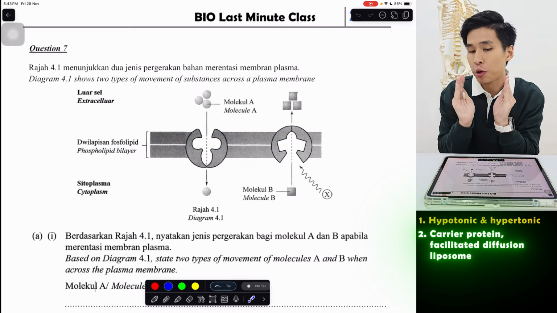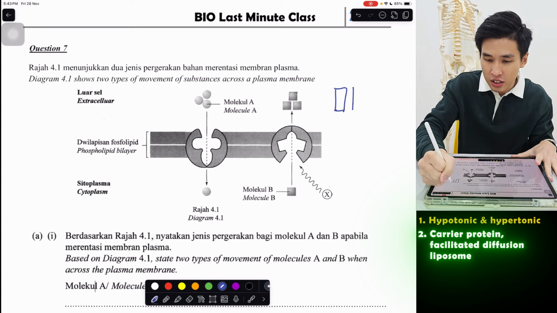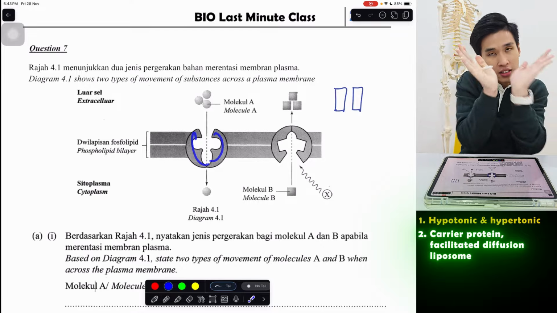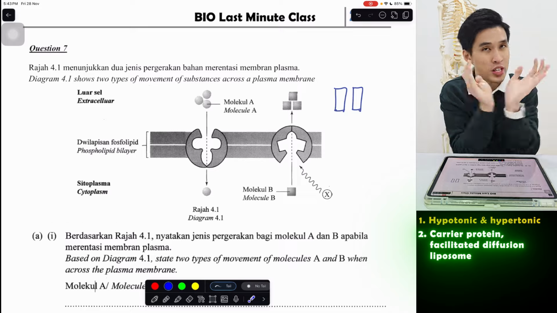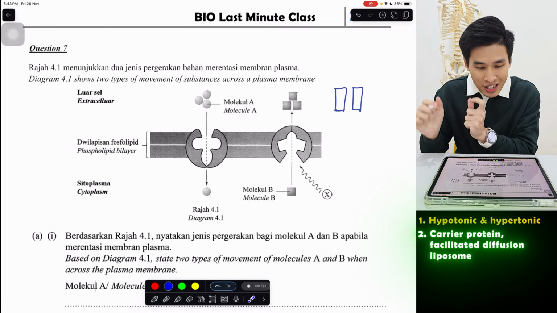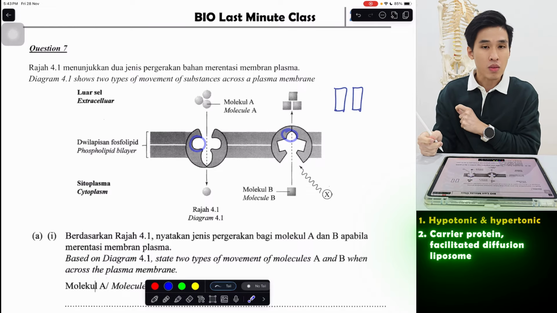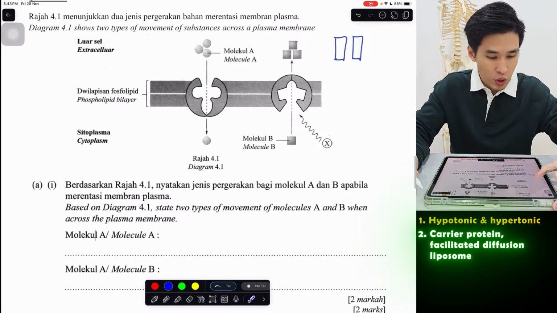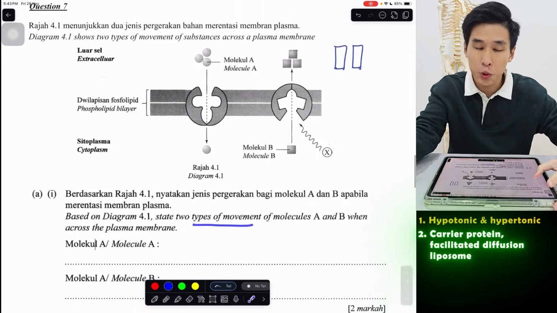Now, how do I know this is a carrier protein? Channel protein is like one straight line, an opening in between. A channel, you can see, cannot move. A carrier can move. Another thing is for a carrier, you can see there's this thing called the binding site. So the first question, they ask, what are the two types of movement for molecules A and B?